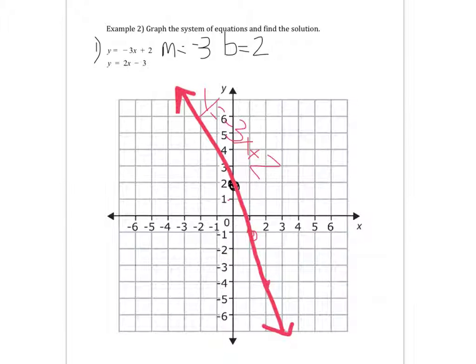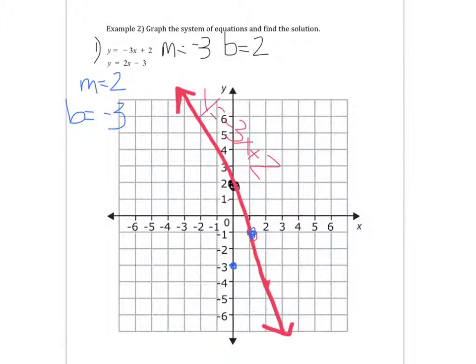My next equation that I have is y equals 2x minus 3. What's my m? My m, or my slope, is 2. My y-intercept is negative 3, so that means I'm going to start at negative 3. My slope is 2, so I'm going to go up 2, 1, 2, and over 1. Oh, look, that's where they intersect. This point, I would say, is my solution.